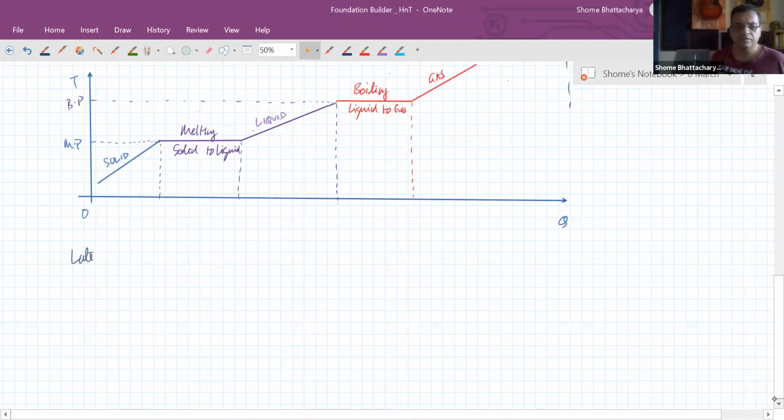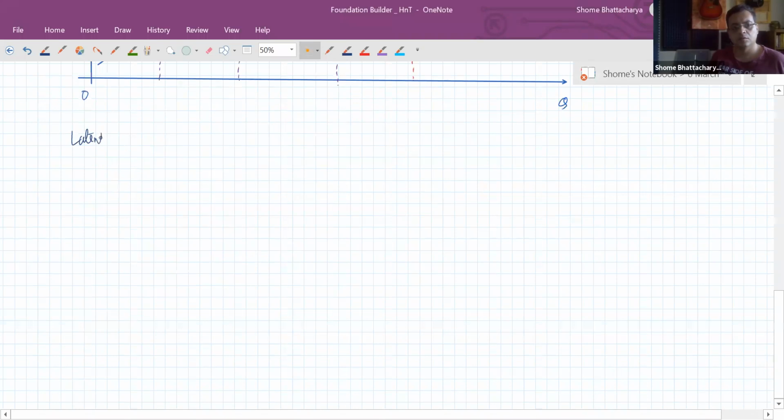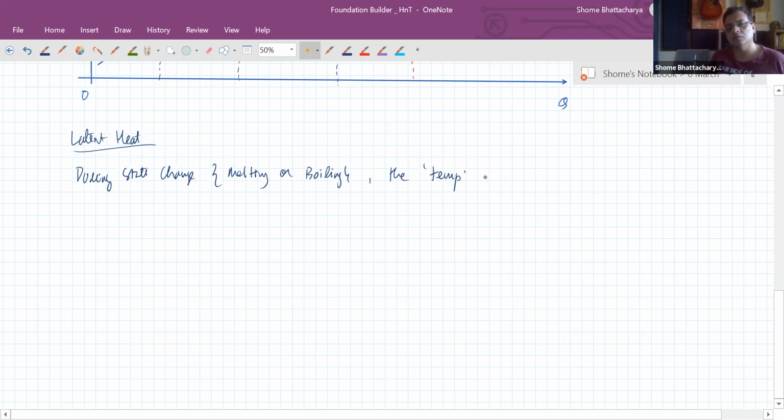Okay, so next we'll see the definition of latent heat. So during state change, whether we are talking about melting or boiling, whichever of the two, the temperature remains constant. That is, temperature equal to melting point or temperature equal to boiling point till all the material has undergone the state change.